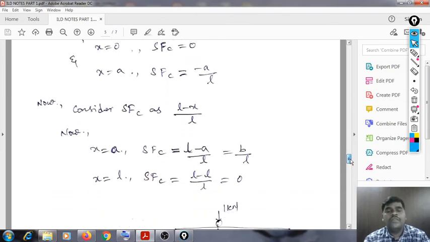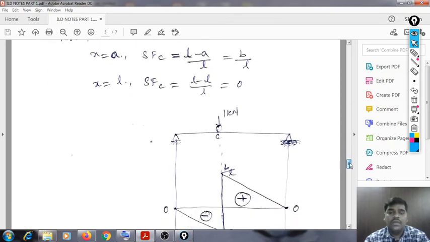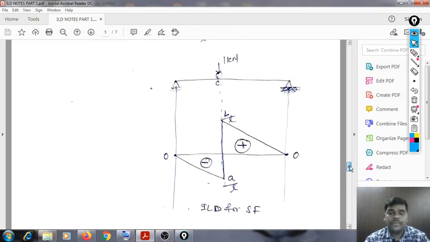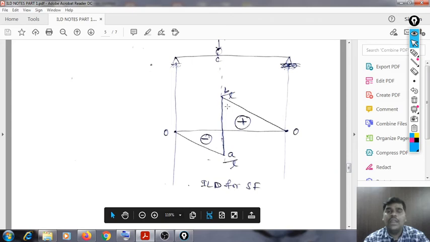In the same manner for the right side, we have shear force at C equal to B by L, and when x is equal to L, shear force at C is 0. This is all simple calculation, just substituting the A value and L value in this particular expression, and it will be given directly. So this is how the diagram for shear force is drawn: minus A by L at C and B by L at C.